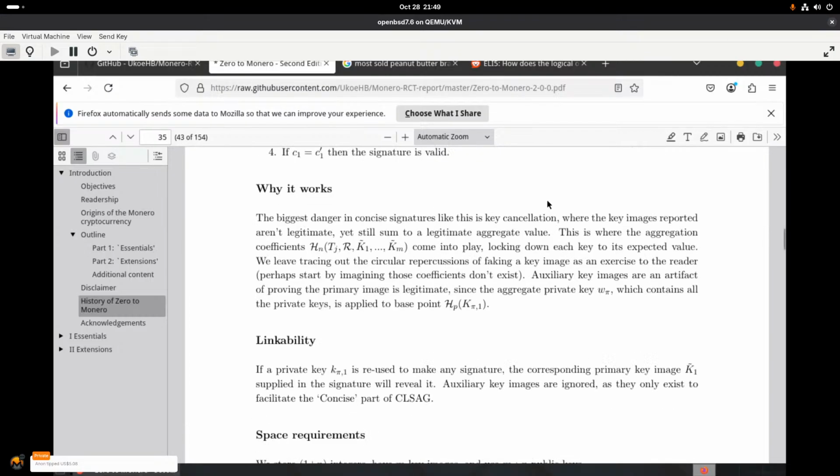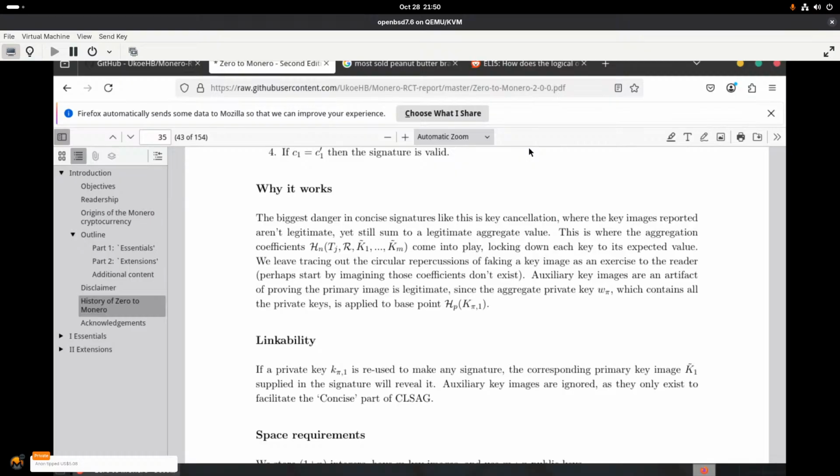The biggest danger in concise signatures like this is key cancellation, where the key images reported aren't legitimate, yet still sum to some legitimate aggregate value. This is where the aggregation coefficients come into play, locking down each key to its expected value. We leave tracing out the circular repercussions of faking a key as the same image as an exercise to the reader. Perhaps start by imagining those coefficients don't exist.